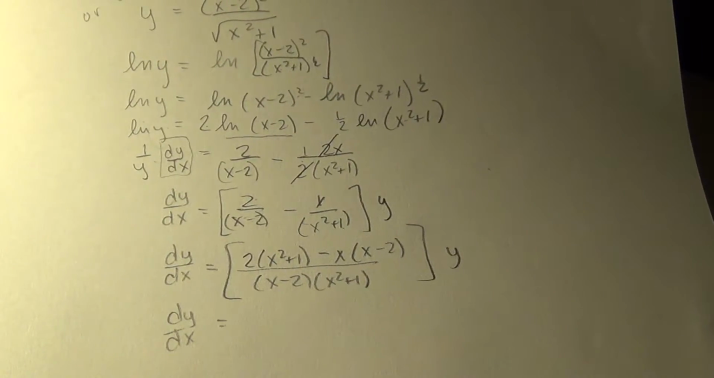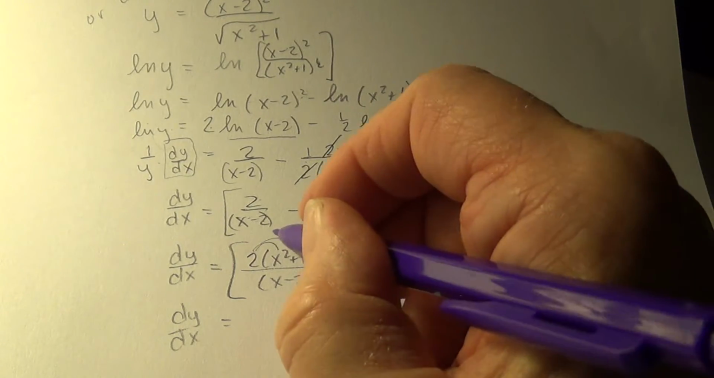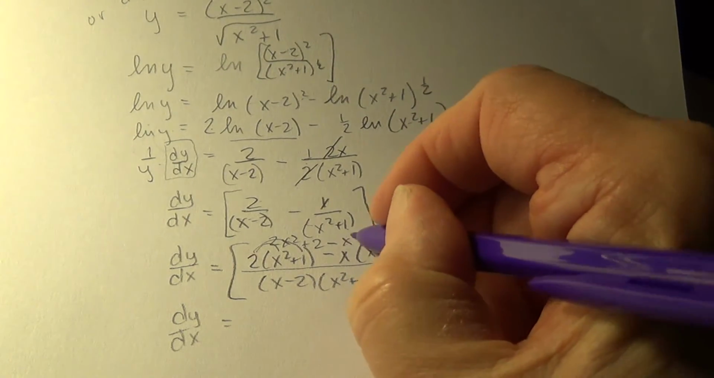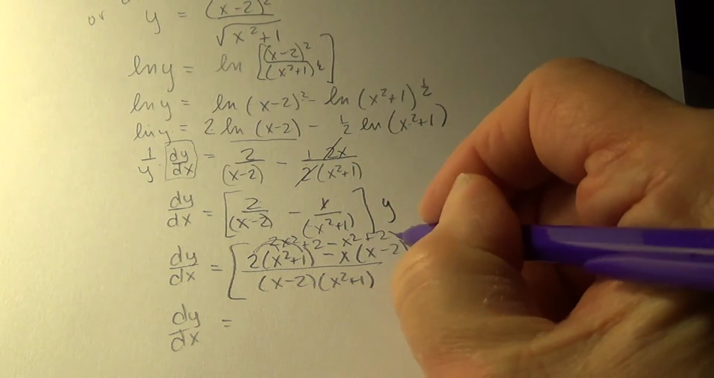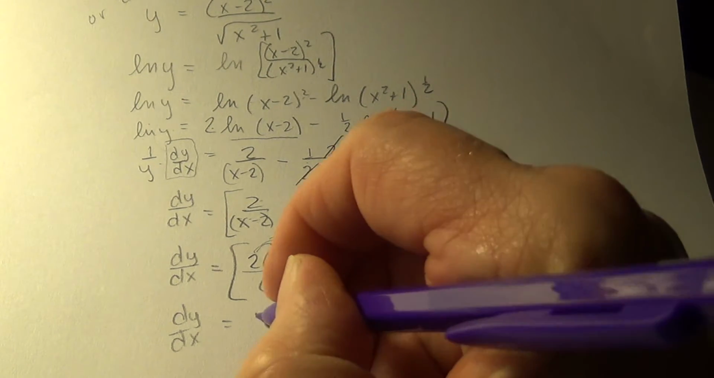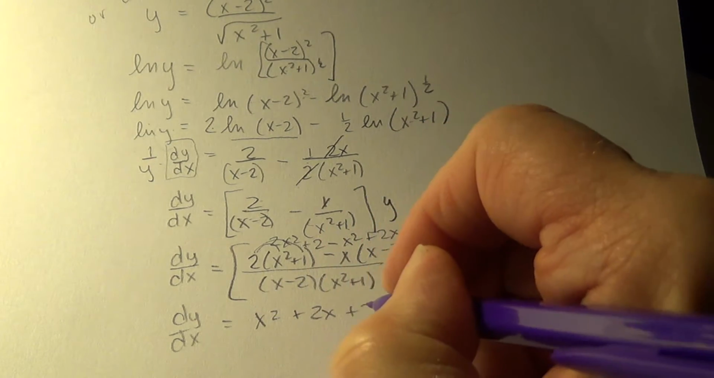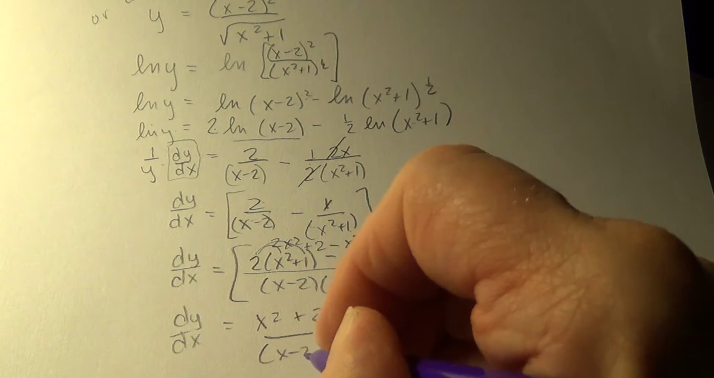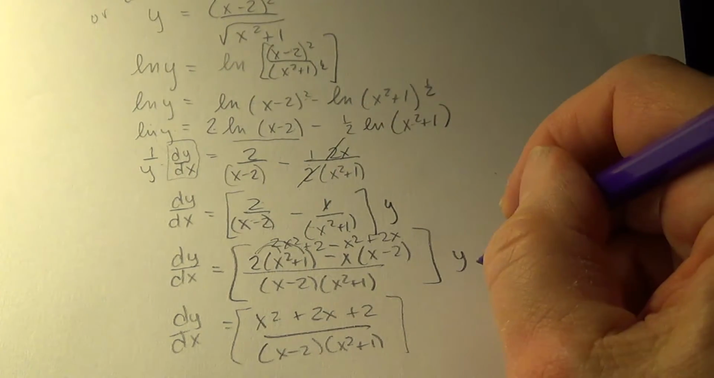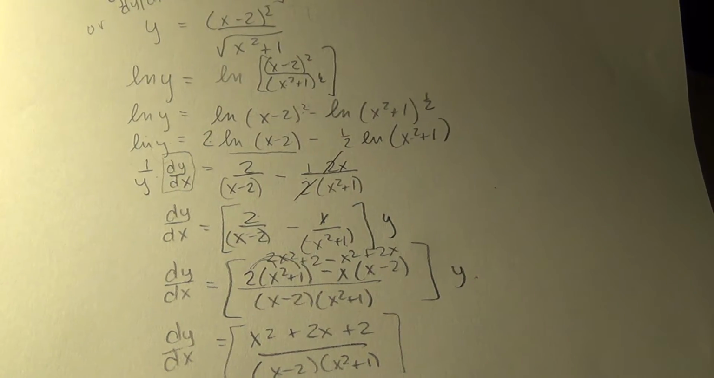Multiply out in the numerator, I'll leave the denominator factored. We get 2x squared plus 2 minus x squared plus 2x. So pulling those together, I get an x squared, a 2x, and a plus 2 over the factored denominator. And instead of writing this as y, I'm going to use an expression in x, which I can find up here a little bit.